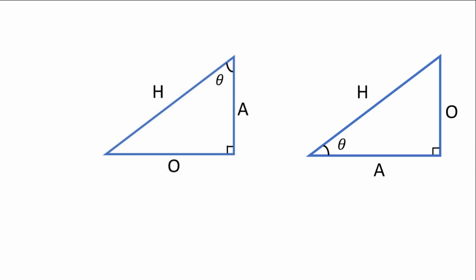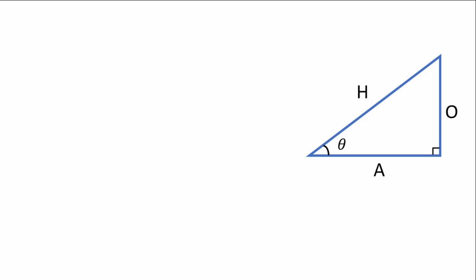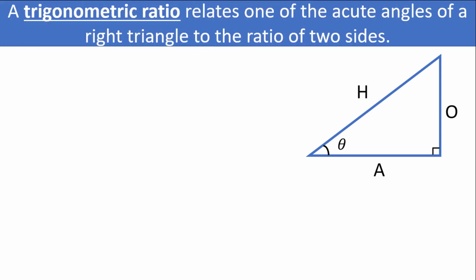Okay, now that we have chosen an angle theta to work with, and have identified the sides of our triangle, we are now ready to introduce the trigonometric ratios. A trigonometric ratio relates one of the acute angles of a right triangle to the ratio of two sides. By acute angle, I just mean one of the two angles that are not the right angle, which will both be less than 90 degrees, making them acute. Sine is our first trigonometric ratio, and sine of theta is equal to the ratio of the opposite side to the hypotenuse. Next, we have cosine.